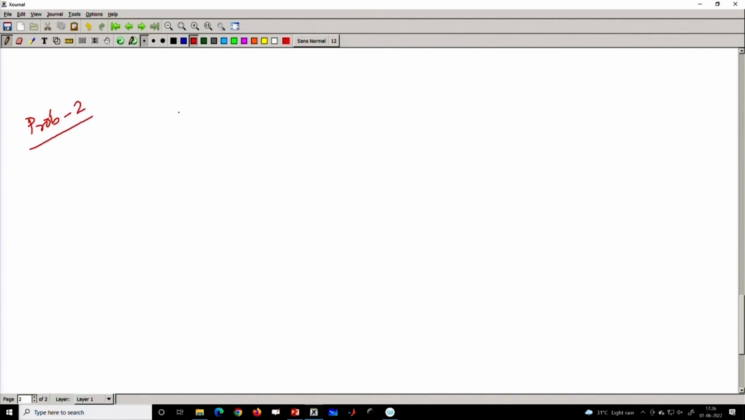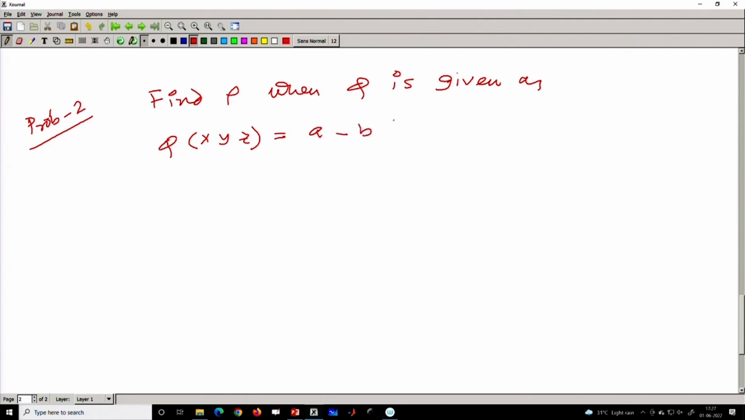Problem 2. Find rho when the potential phi is given as phi, which is the electrostatic potential, a function of space x, y, z, given as a minus b times x square plus y square, minus c log of x square plus y square, where a, b, c are constants.